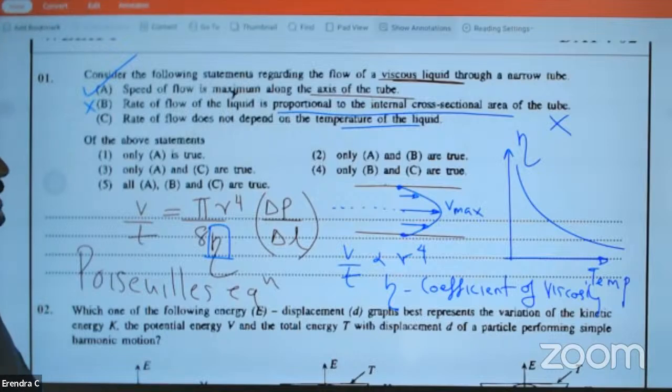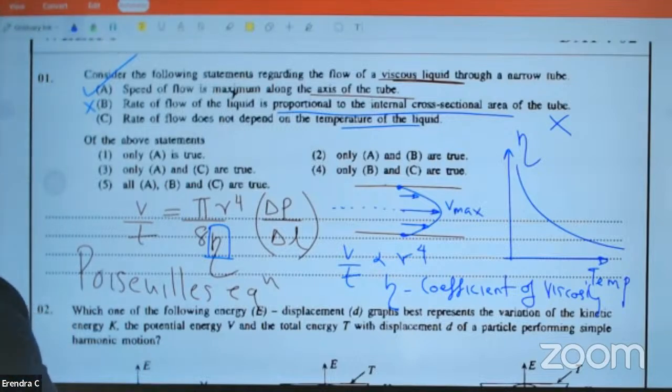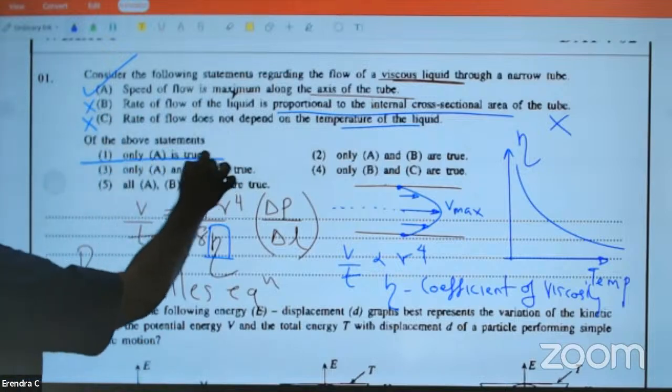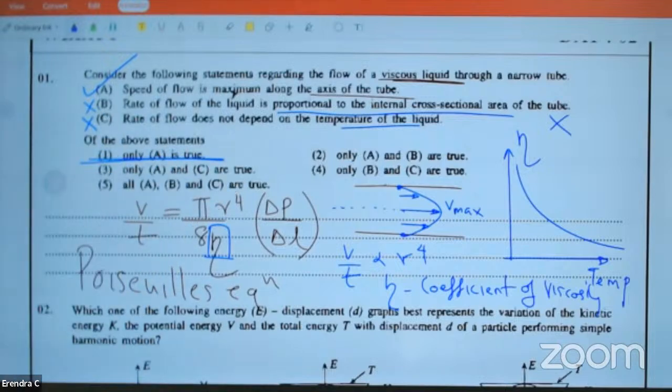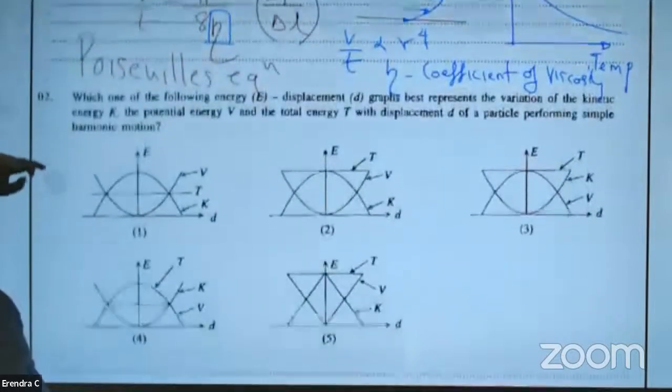Right, no? So from this, you can select what is your correct answer. C is also wrong. Only A is correct. Okay. Right. Moving onwards.